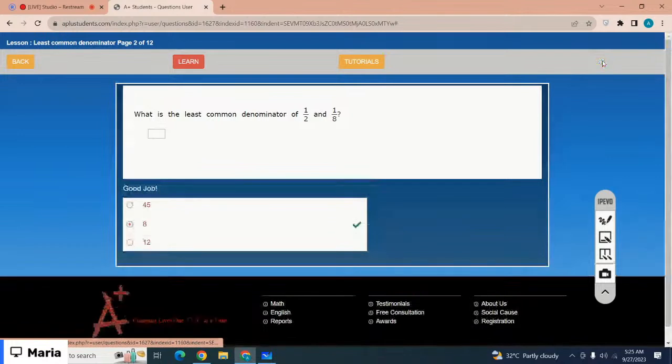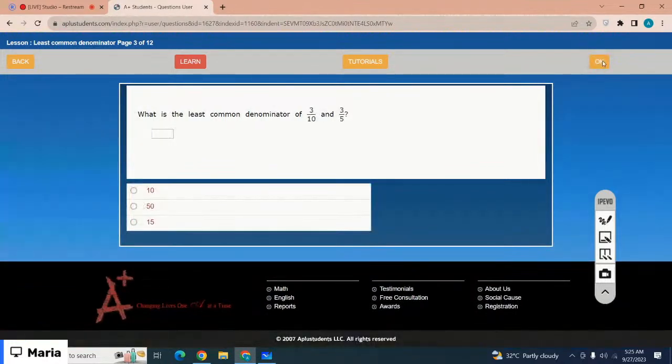Very good. Yes, Patrick, that is 8. What is the least common denominator of 3 by 10 and 3 by 5? Which is the correct option?